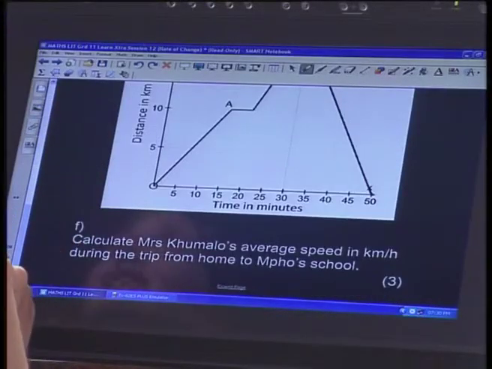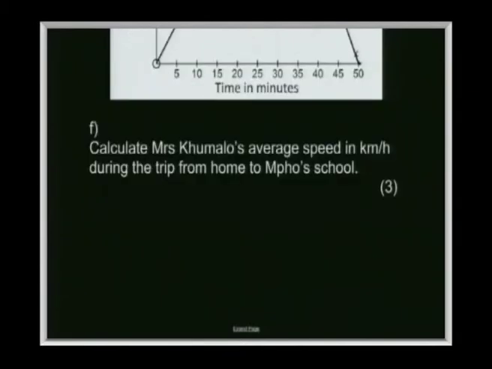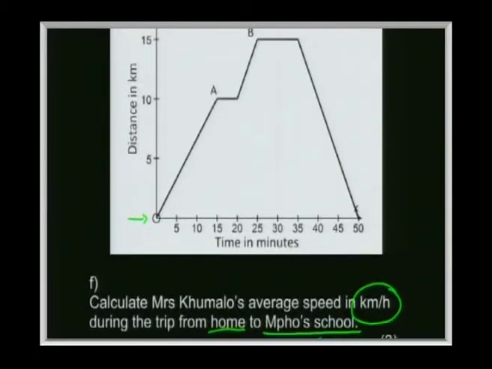For our next question, F, we are going to calculate Mrs. Khumalo's average speed in kilometers per hour during the trip from home to Mpho's school. Do we remember that Mpho's school is at point A? So let's go back to our graph over here. We want to calculate average speed between home, which is 0 kilometers away from home, all the way to Mpho's school, which is, as we can see, 10 kilometers away from home.